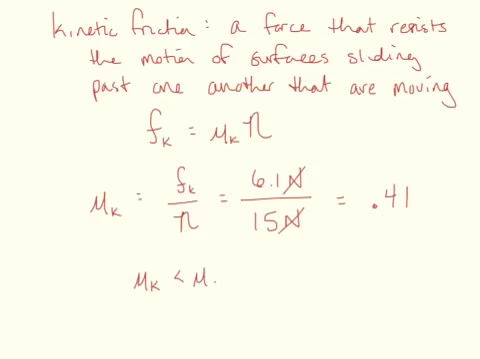And so what we notice is that for that same brick and that same table, mu k is less than mu s. And that's always true for any two given surfaces. The value of mu k, the coefficient of kinetic friction, will always be less than the value of mu s, the coefficient of static friction. And so basically what that tells us is that it's a little easier to keep two surfaces sliding past one another than it is to get them to start sliding past one another. Think about why that might be, and we'll talk about it when I get back on Friday.